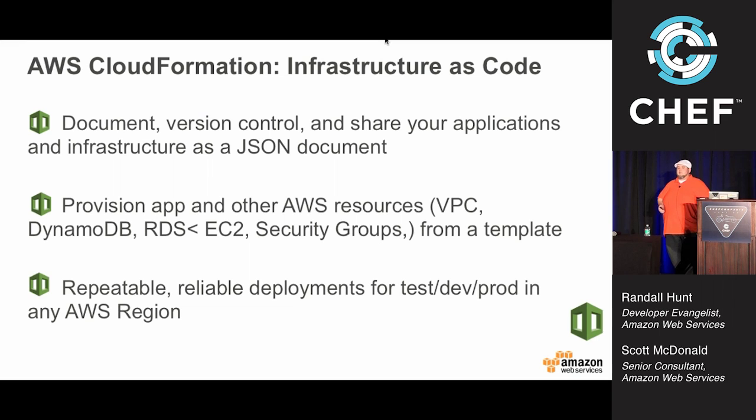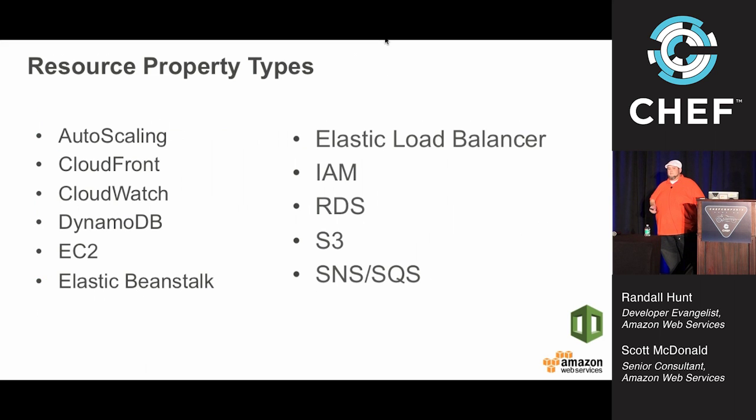So these documents can then be placed under version control, or like I'm going to do at the end of this presentation, you can share these documents so that you can actually share your entire application. At the end, I'll be giving out a GitHub repo link, and you'll be able to download the files that I'm using today to create the Chef server live. These CloudFormation templates enable you to create repeatable, reliable deployments, not only for testing, but also for dev and for production use in any AWS region.